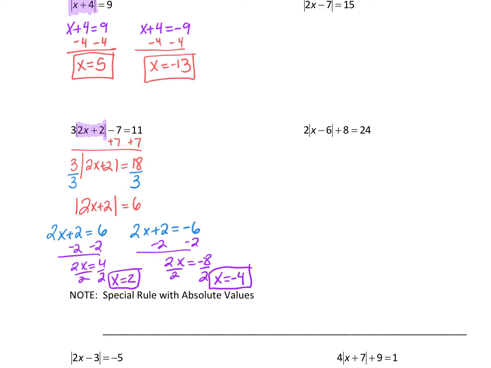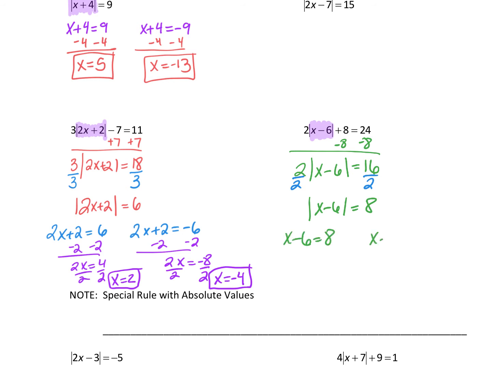All right, let's look at this next problem. So again, I want to get the absolute value bars alone. So the first thing I'm going to do is move the 8. Since it's a positive 8, I'm going to subtract 8 from both sides, and I will get 16. Now I want to get rid of this 2 in front, so since it's multiplied by the absolute value bars, I'm going to divide by 2, and I'll get the absolute value of x minus 6 equals 8, and now I can write my 2 equations.